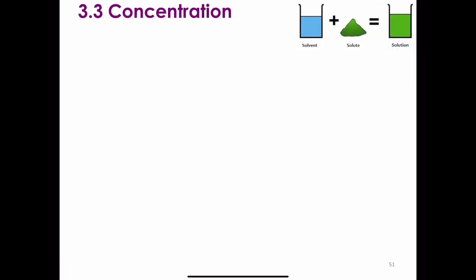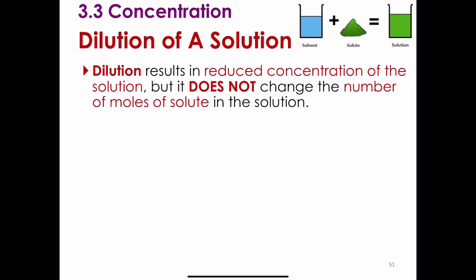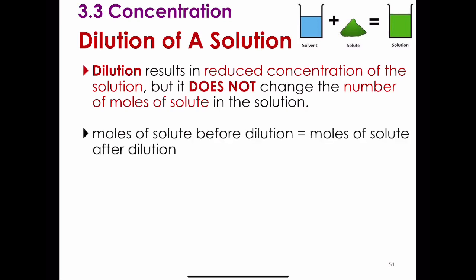We still have the last part of 3.3, which is on the dilution of a solution. Maksud dilution ni maksudnya kita nak cairkan something. Okay, so dilution results in reduced concentration of solution, but it does not change the number of moles of solute in the solution. So maksudnya moles of solute before dilution is equals to moles of solute after dilution.